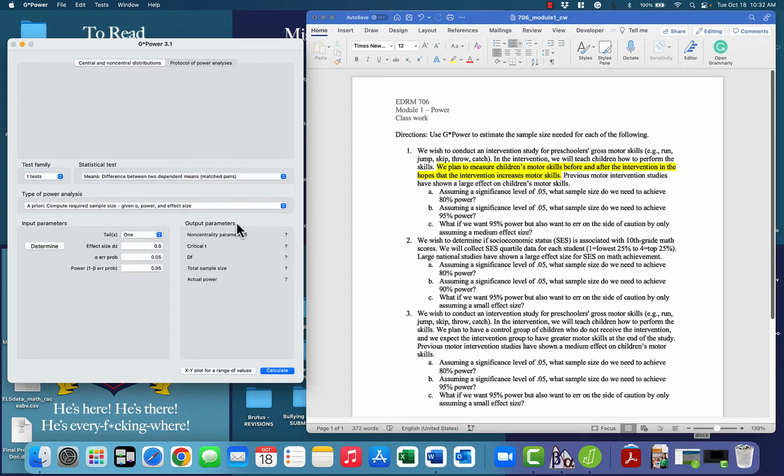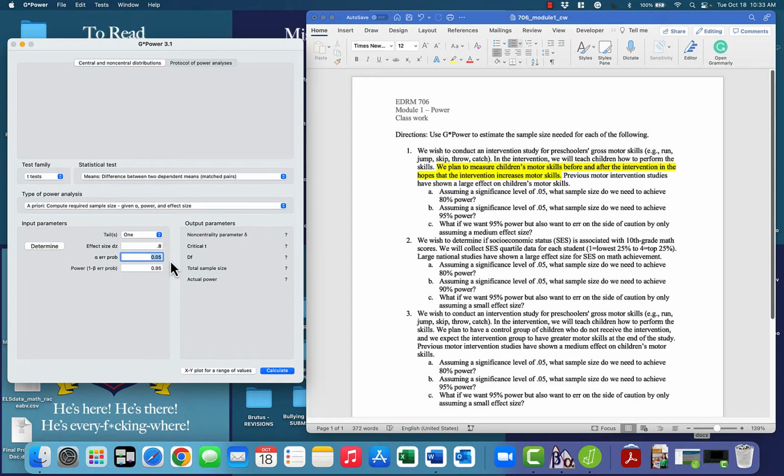All right, and moving down into our input parameters. We need to decide if this is a one-tailed or two-tailed test. And notice in the highlighted sentence, we hope the intervention increases motor skills, right? So we're going to test that before motor skills are less than after motor skills. All right, and with the effect size, we've used this intervention a bunch of times, and the previous studies with this intervention have always shown a large effect. So we would need to change our effect here to 0.8.